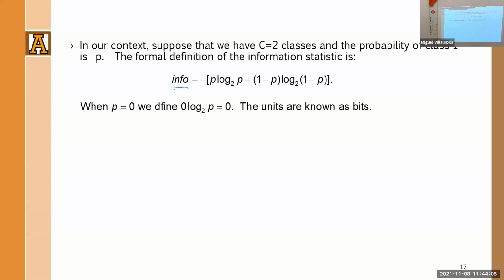Now, if P is equal to 0, then we define 0 times log base 2 of P as 0. That's by definition, because you cannot compute the logarithm of 0.